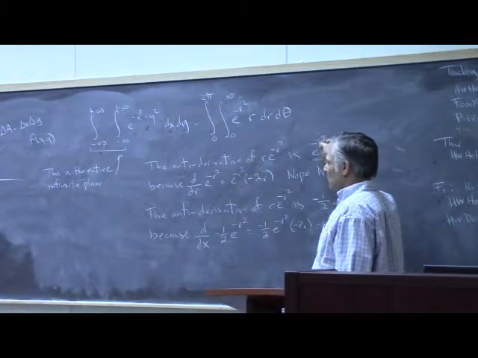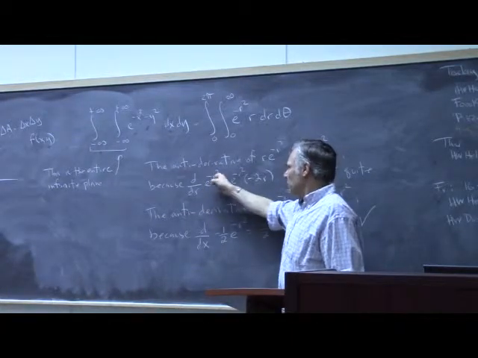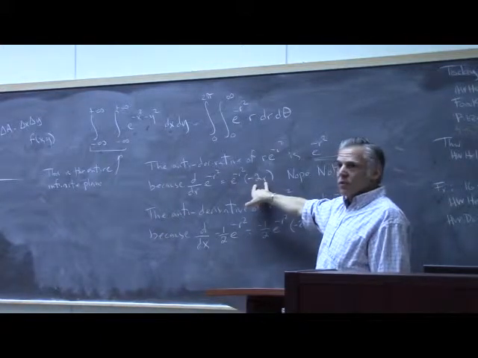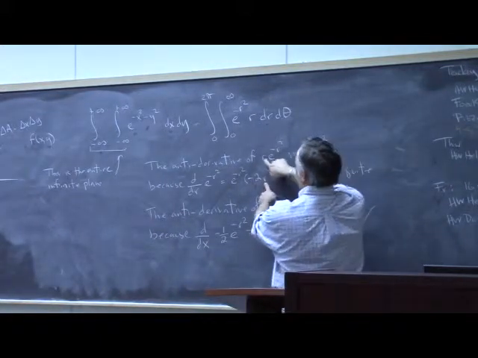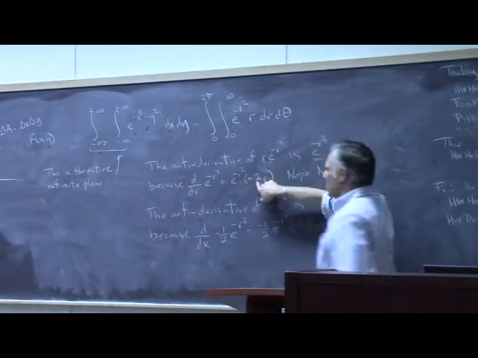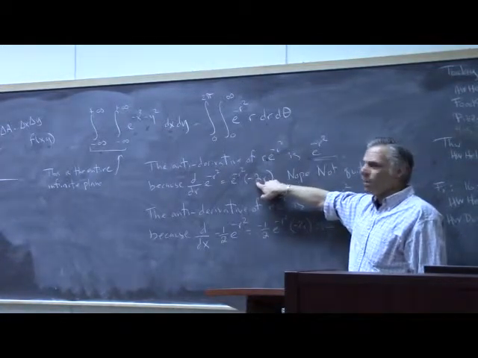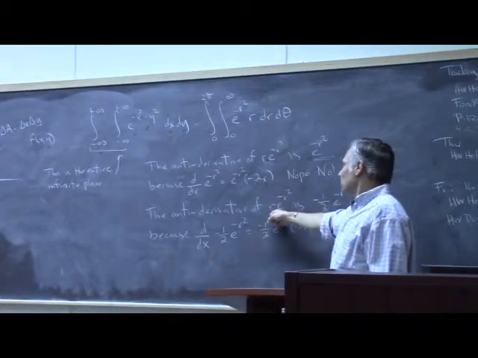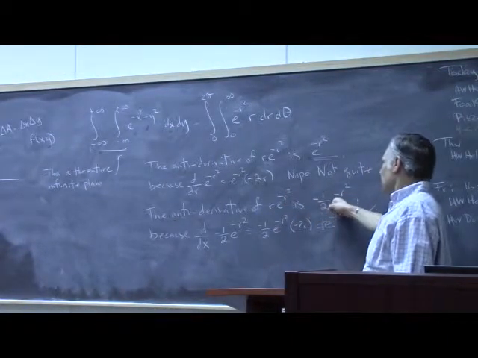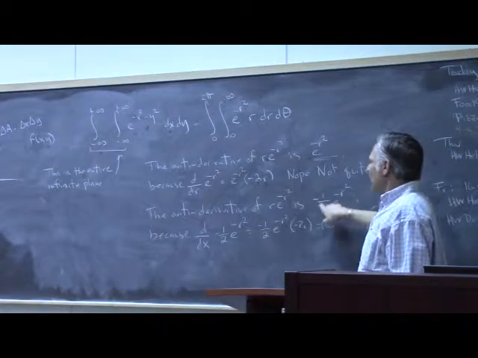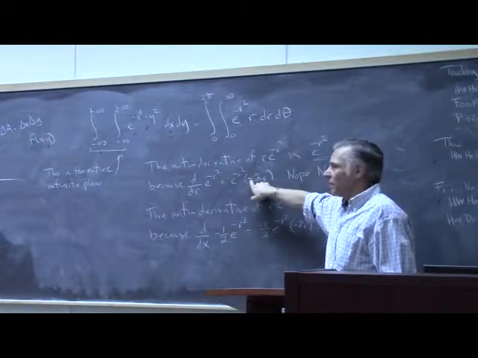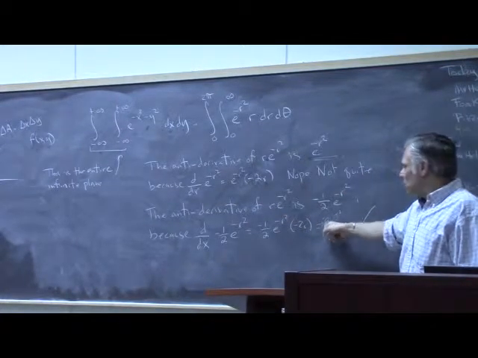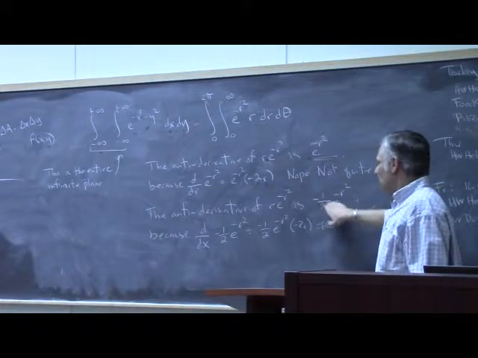e to the minus r squared. Because the derivative of e to the minus r squared is e to the minus r squared times the derivative of the inner function, which is minus 2r. So, nice, I've got this r there, but not so nice, there's a minus 2 hanging out. Not quite, but oh, I see what I can do. The antiderivative of r e to the minus r squared is minus 1/2 e to the minus r squared. Then this minus 1/2 will nullify this minus 2, and I'll end up with r e to the minus r squared. So this is indeed the antiderivative of that.